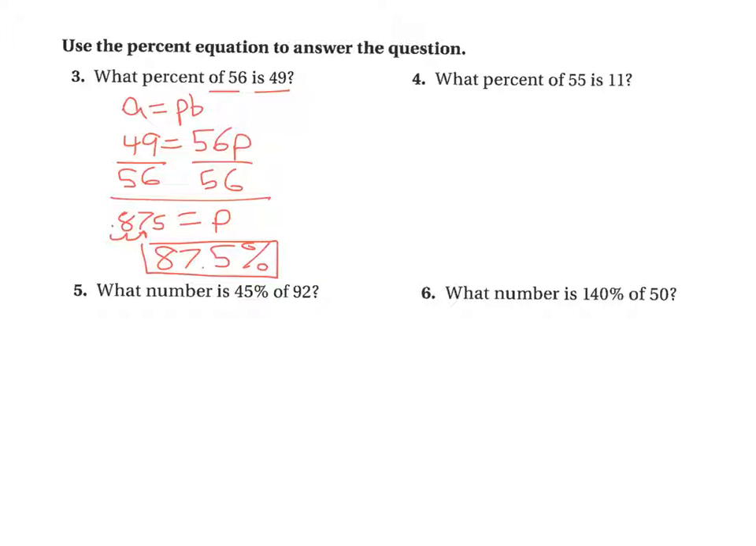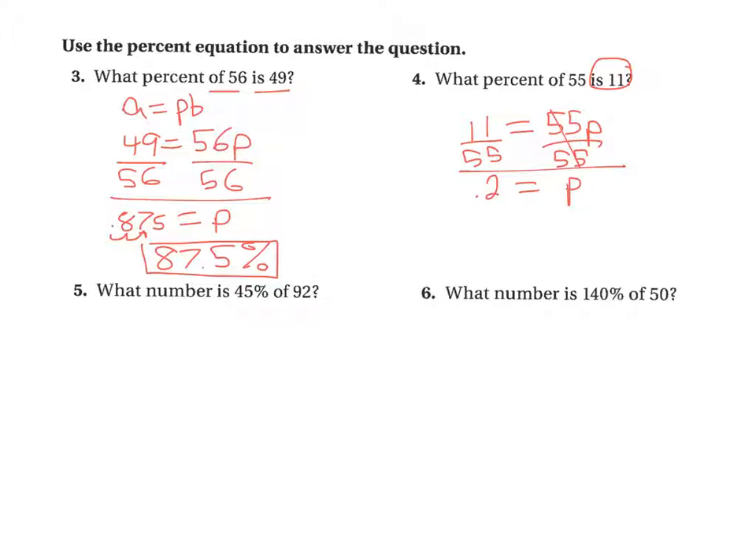Same thing over here. Once again, we're looking for the percent. We know the part of the problem is 11. 11 is what percent of 55? So 55 times the percent. We're going to divide both sides by 55. And p is going to equal 0.2.